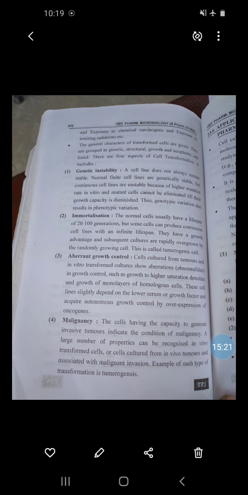So this is all about the applications of tissue culture, or the applications of cell cultures in the pharmaceutical industry as well as the research industry. Here your syllabus of pharmaceutical microbiology is over.